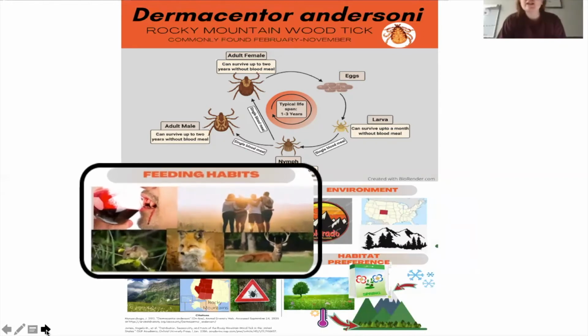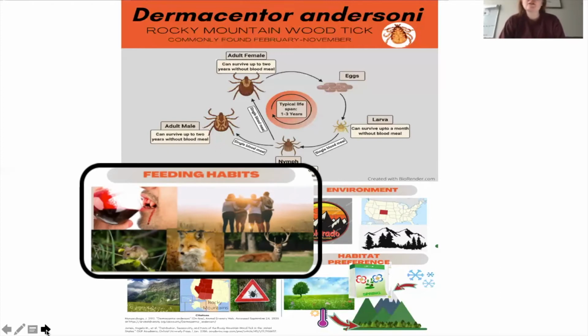All right, so for feeding habits, this tick is what we call a sanguivore, which means that it is a blood feeder. It does take a blood meal in order to survive and to further its life cycle, like I said previously. Each life stage of the tick is going to feed on mammals relative mostly to its size.